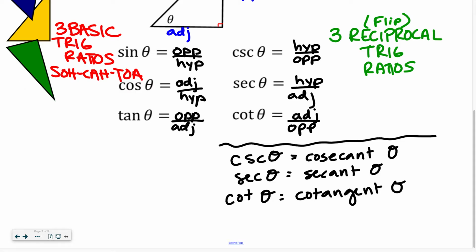Even though we have the abbreviations, we still like to say the whole word. I do that even for the three basic ones, right? I don't say tan theta, I say tangent theta. So you can write the abbreviation, but you should say the full name of it.